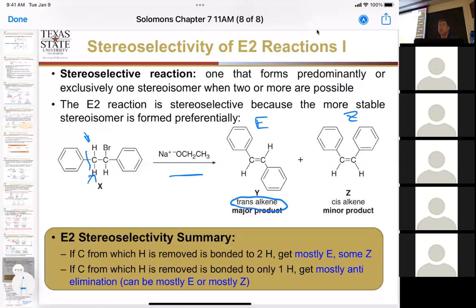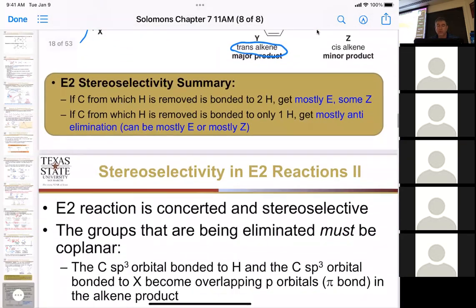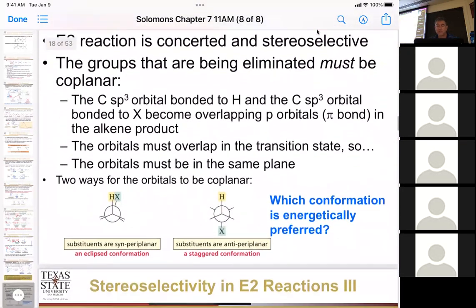It still gives it, but I said, what if we pull off one hydrogen, it gives us one, and if we pulled off the other hydrogen, it gives us the other. How? Does that make sense? How? It's an E2 reaction. It happens all at once. It's a concerted reaction. So what makes that happen?